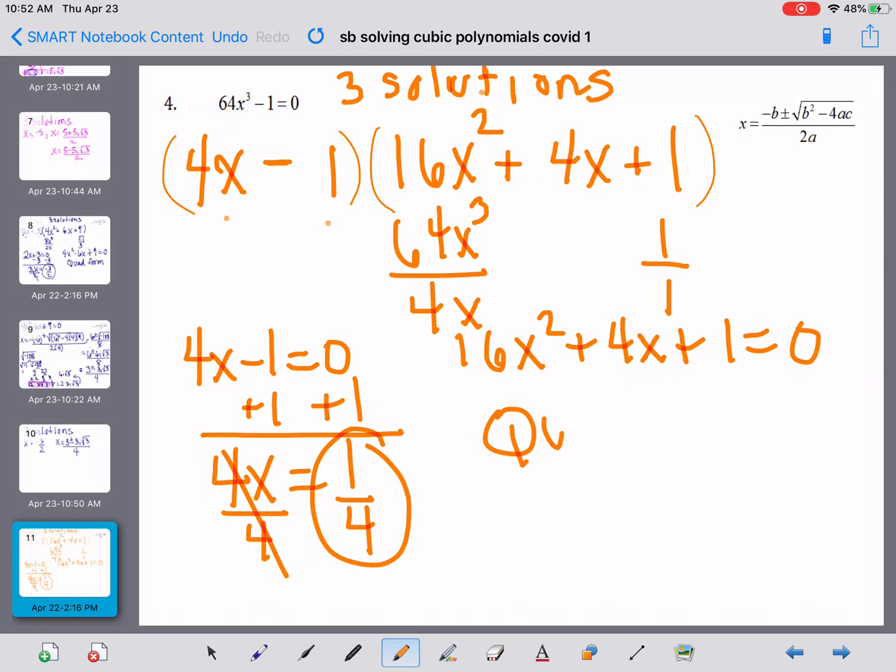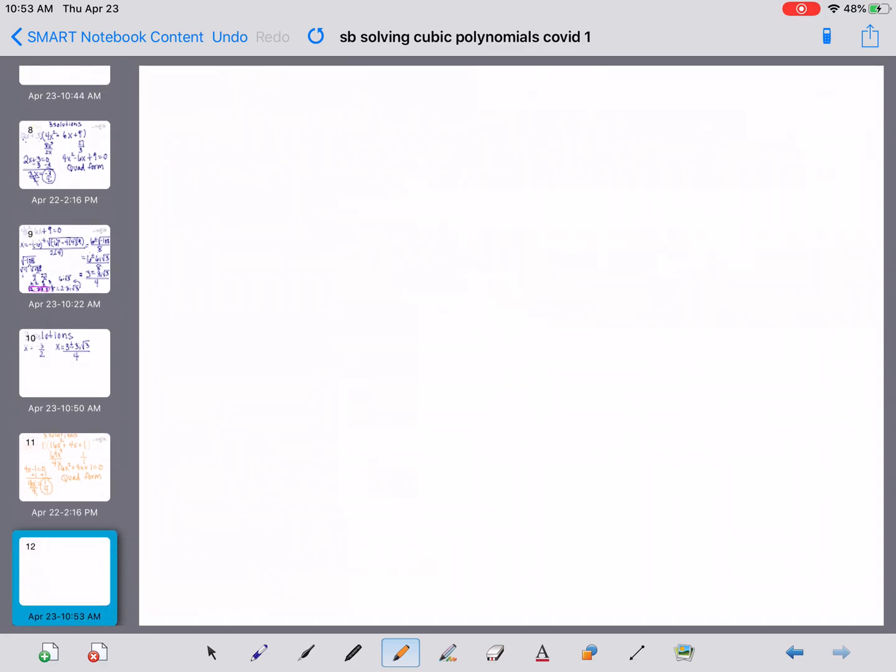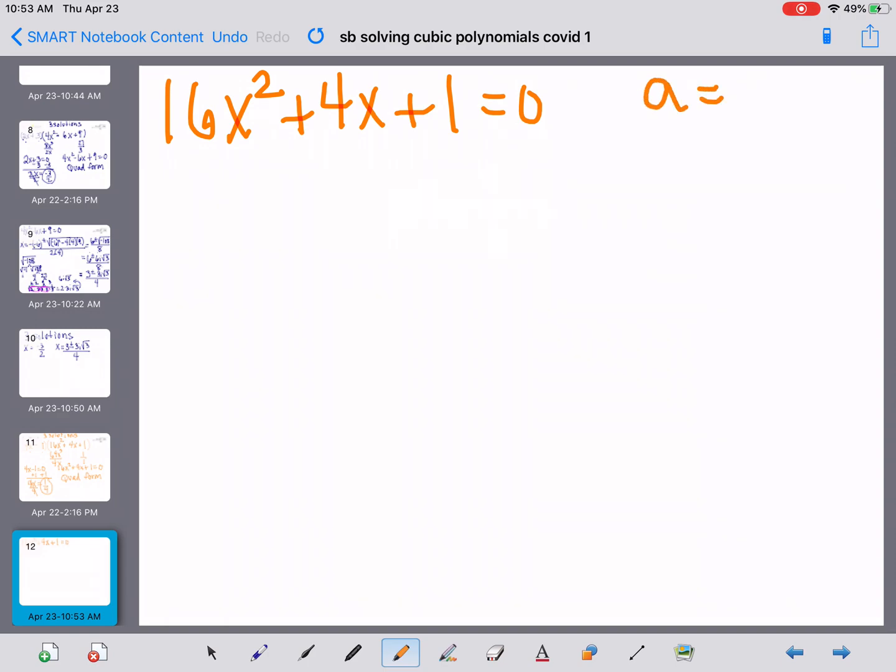But once again, we need to use the quadratic formula to finish that. And sorry, I don't have the quadratic formula on that next page. I forgot to put it on there, but we'll be okay. So we've got 16x squared plus 4x plus 1. And then what we know is that A is 16, B is 4, and C is 1. And again, you may need to write that down real quick before I erase it.